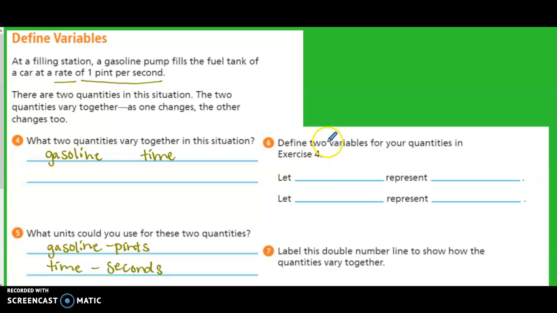Define the two variables for your quantities in exercise 4. So I'm going to use G. Let G represent pints of gasoline. And I'm going to let S represent the time it takes to fill the gas tank in seconds.